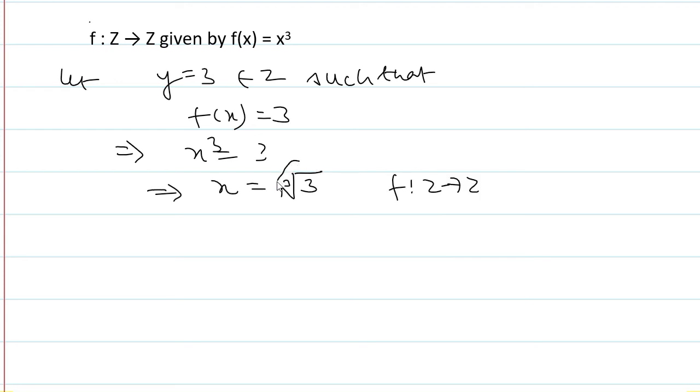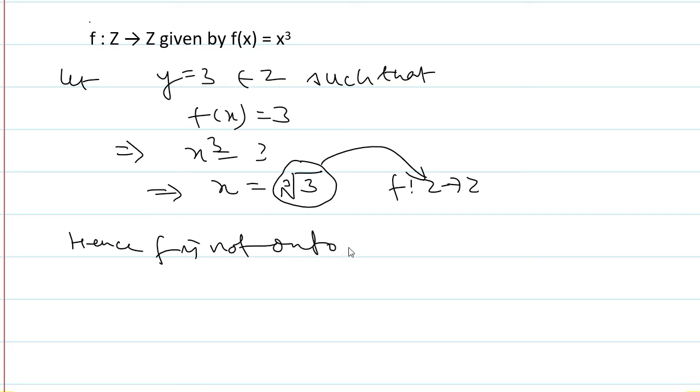But cube root of 3 is an irrational number. Irrational number does not belong to the set of integers. Hence, f is not onto.